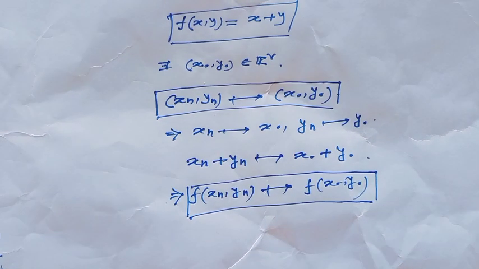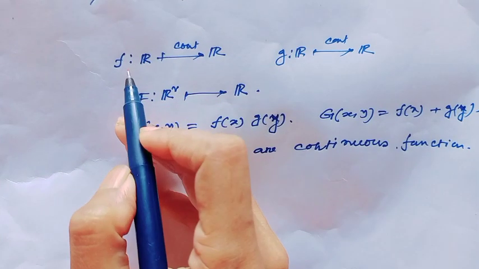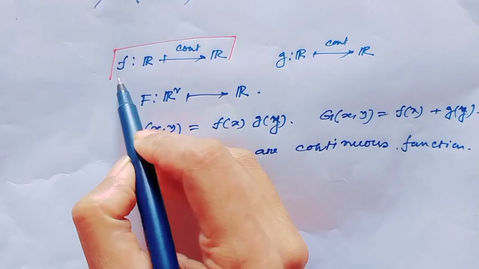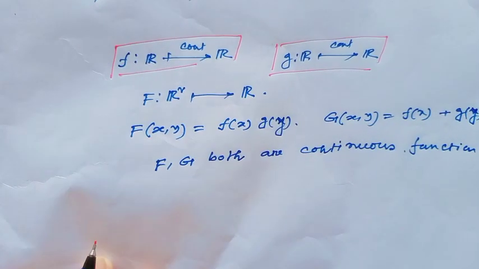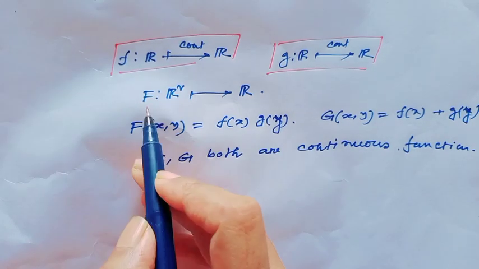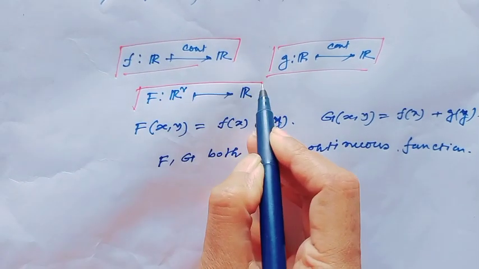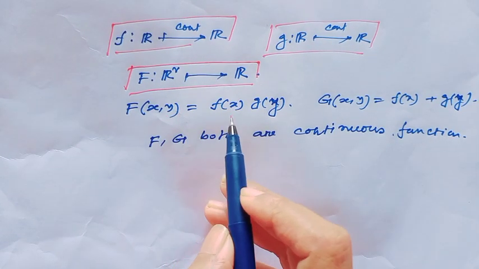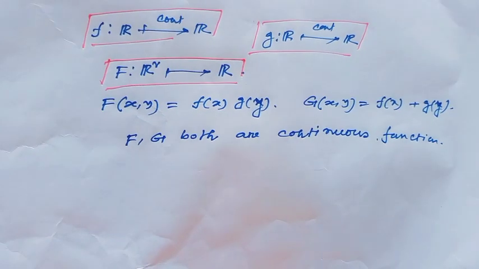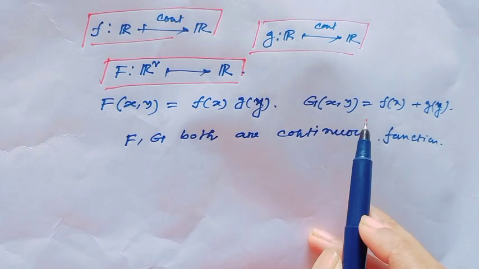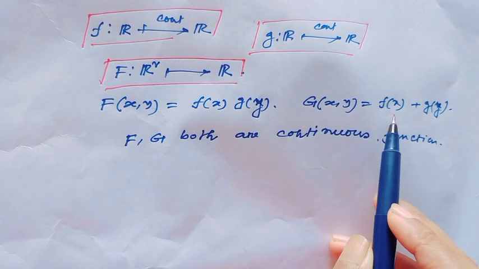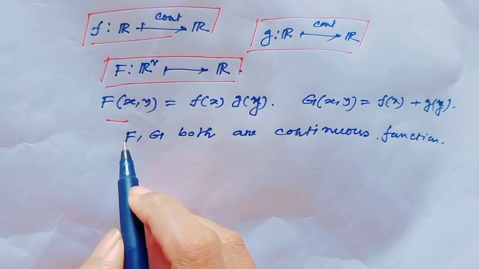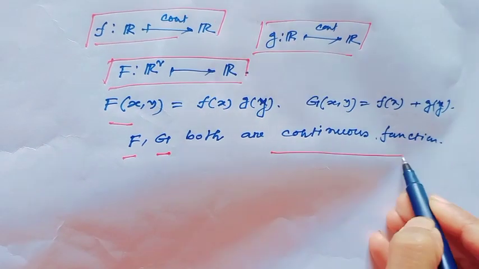Okay. Similarly, our next question: consider two continuous functions f from R to R and g from R to R. Now define one new function capital F from R² to R such that capital F of (x, y) equals small f of x times small g of y, and capital G of (x, y) equals small f of x plus small g of y. Now I will prove these two functions, capital F and capital G, both are continuous functions.